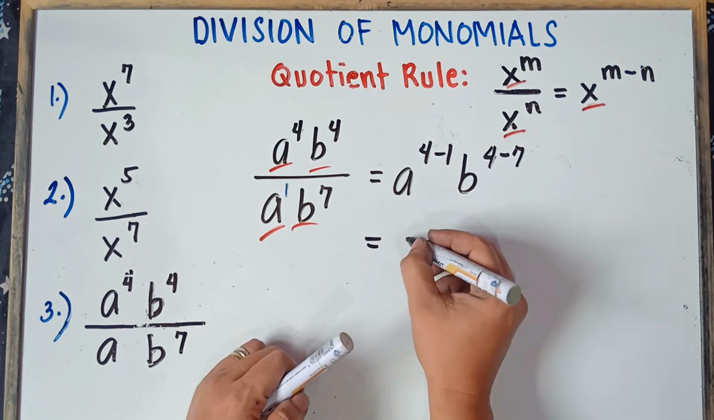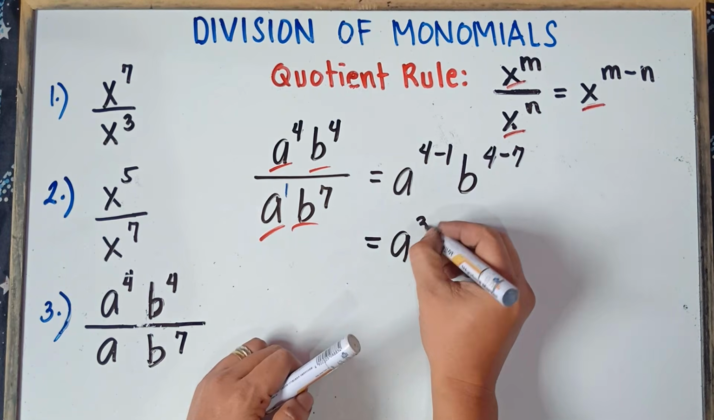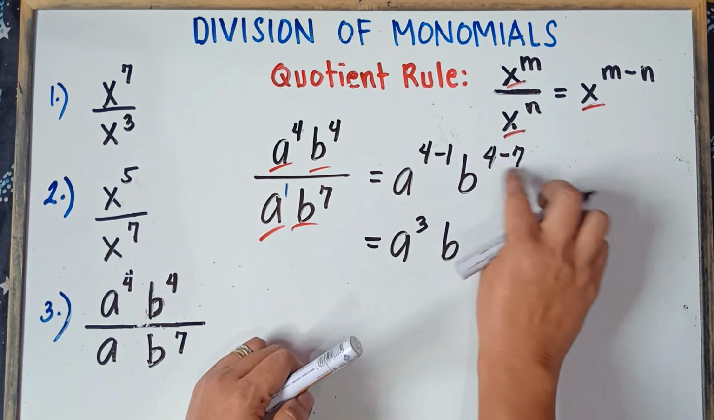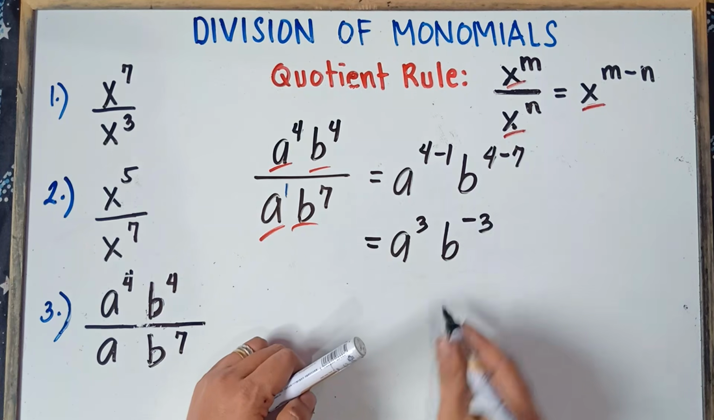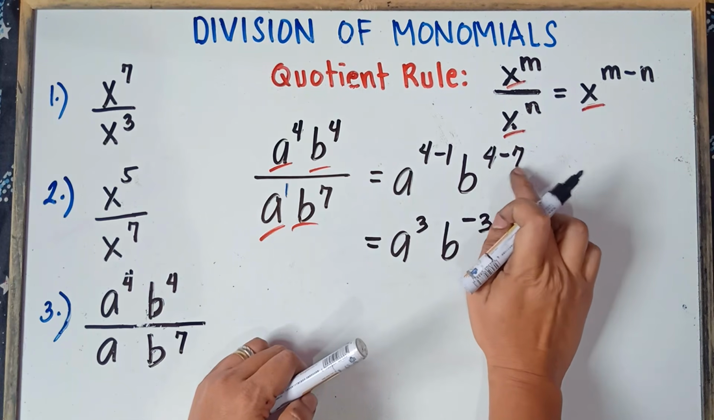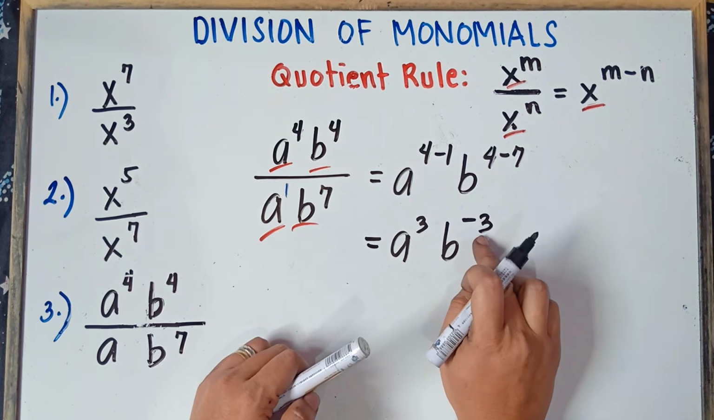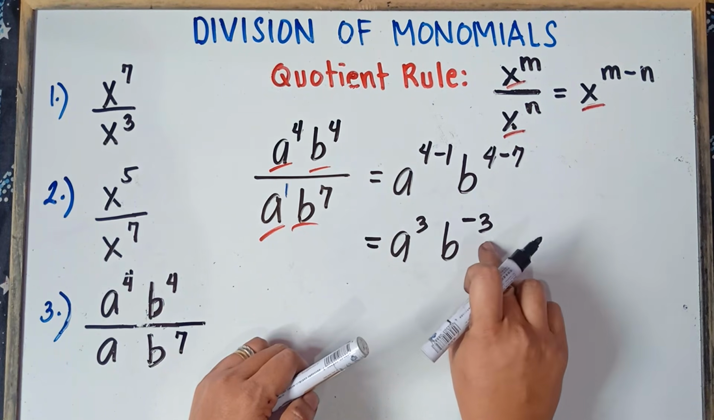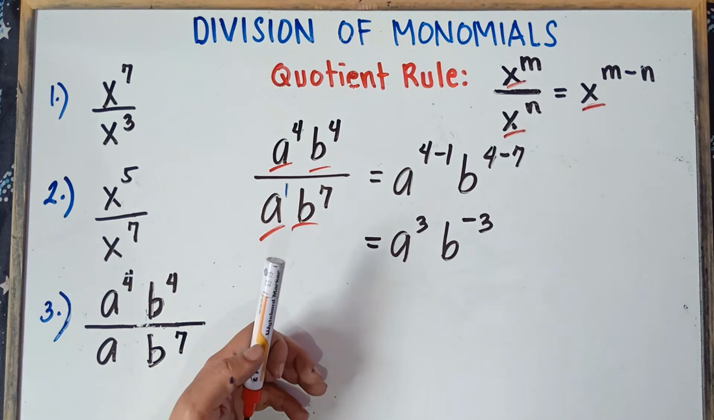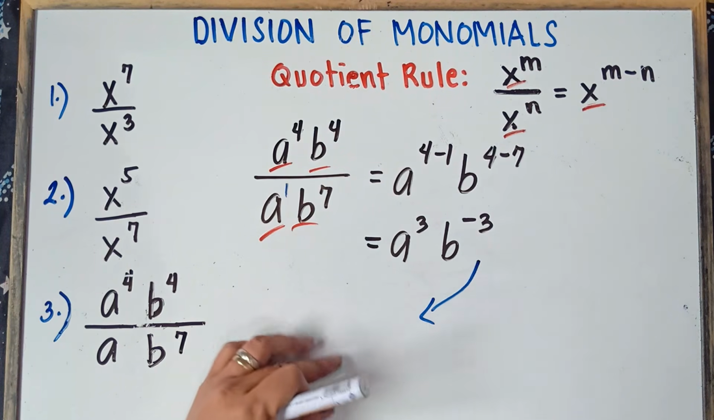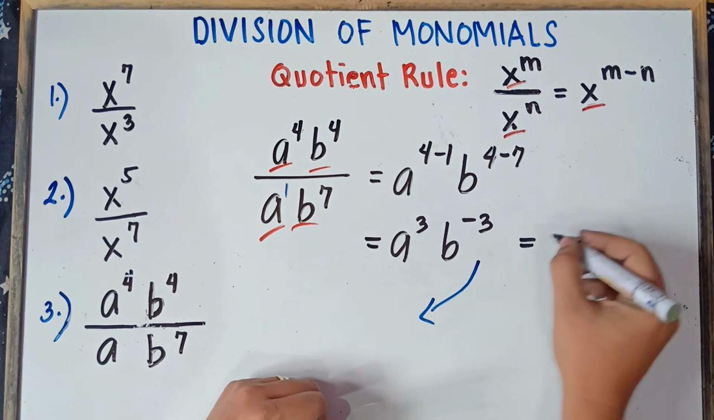So this will be, copy a, 4 minus 1, that would be 3. Copy b, 4 minus 7, that would be negative 3. 7 is greater than 4, we copy the sign of 7, that would be negative 3. Once again, this is negative exponent, simply put this one on the denominator. Simple as that, class. So this will be, copy a cubed.